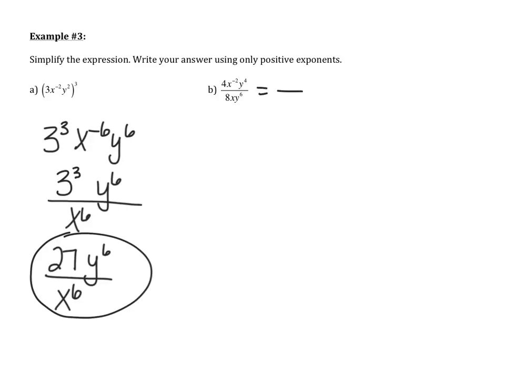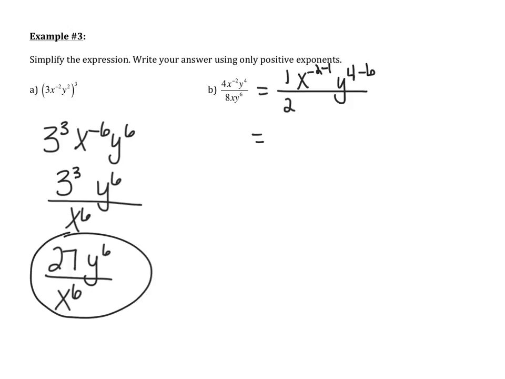So 4 over 8 is 1 over 2, so 1 will go on top, 2 on the bottom. The first approach would be to just use subtraction, since we have terms with like bases raised to some powers, and since we are dividing, we are going to subtract the power. So the first I have is x to the negative second and x to the first. So I would take x to the negative second and subtract 1. For the y's, I would take y to the fourth and then subtract 6.